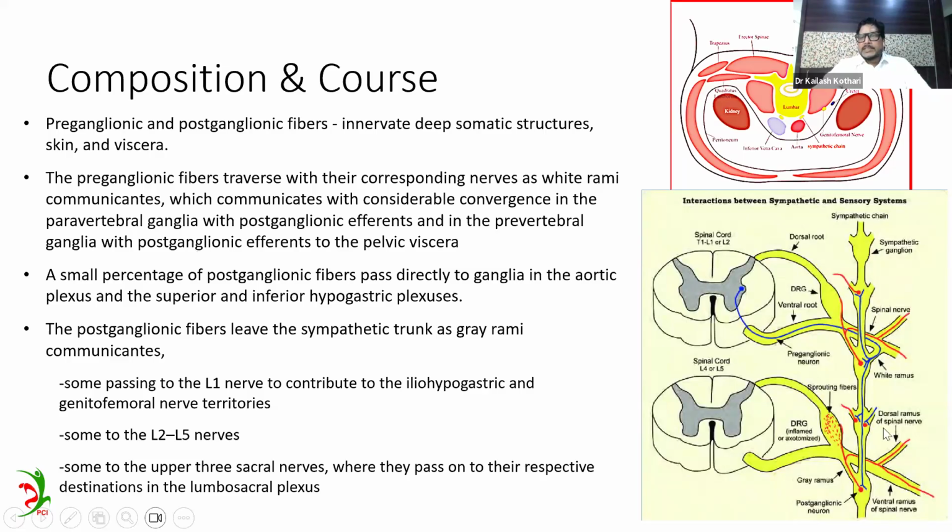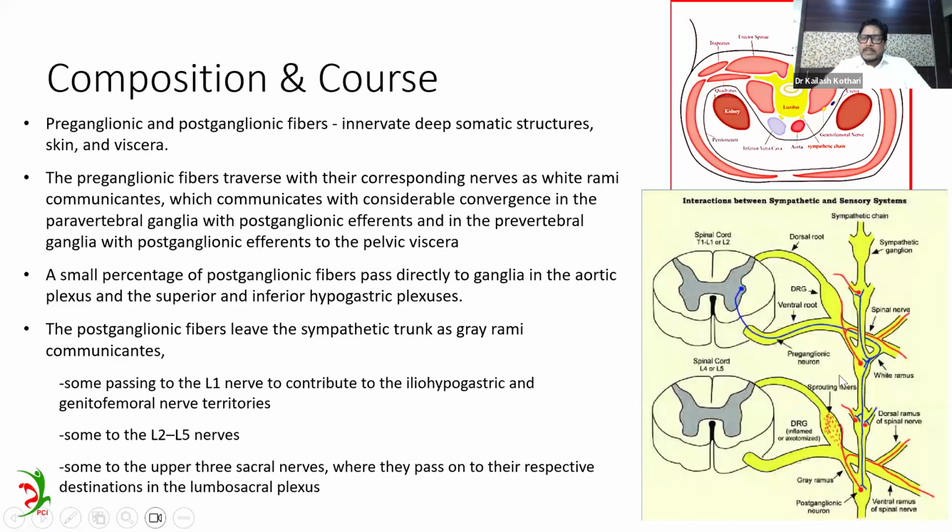So if you see here, there are preganglionic fibers. They travel from the corresponding nerve as white rami communicantes, and they communicate with a considerable convergence in the paravertebral ganglia. So you see here, these are the preganglionic fibers. They are coming from here and they are converging in the spinal cord. And they also converge with the postganglionic efferents in the paravertebral ganglion. So this is the paravertebral ganglion. They are converging here and they are continuing as gray rami.